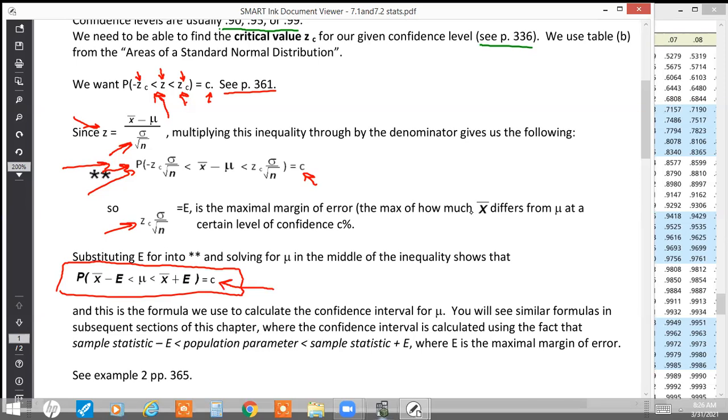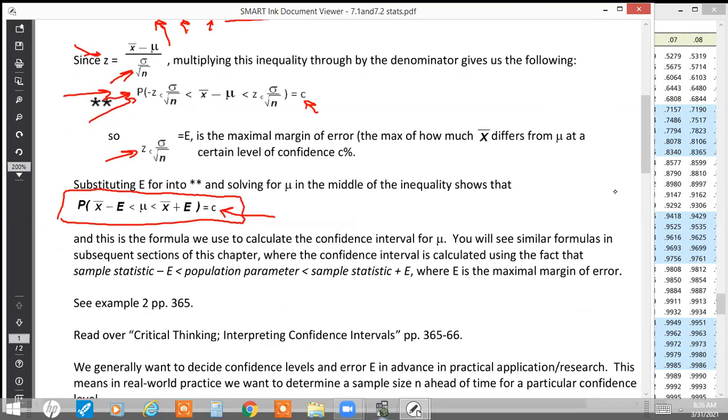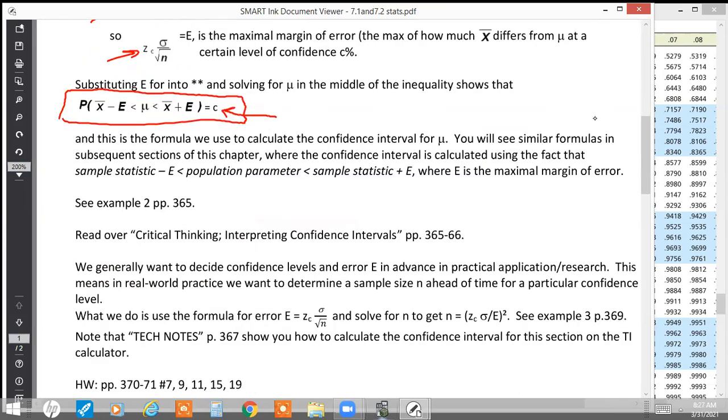So let's take a look at how to actually calculate that using a table. Oh, also, before I do that, make sure you look over example 2 on page 365, and then read over interpreting confidence intervals on pages 365 and 366.